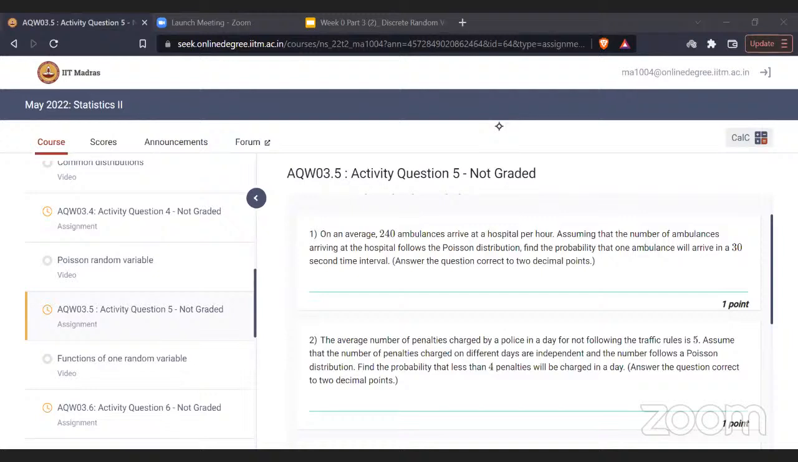Okay. So that is your lambda. And you have to find probability x equal to 1. So you just have to use the formula, that is e to the power minus lambda, lambda to the power x upon x factorial. We know the lambda, we know the x. You just have to calculate it.